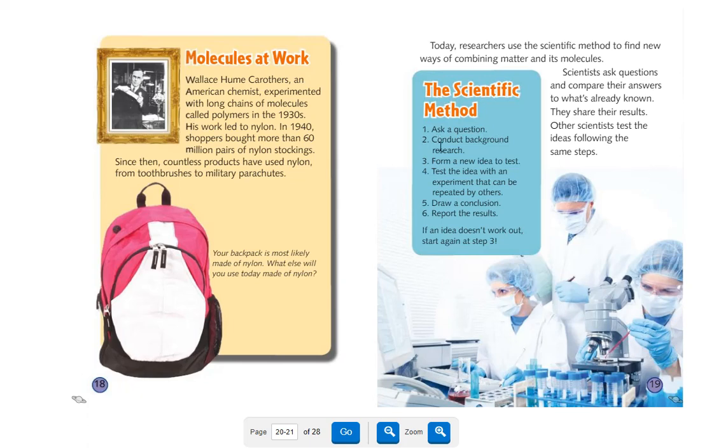Step 2 is to conduct some background research to see what's already known about your question. Step 3 is to form a new idea to test. So, in other words, make a hypothesis. Step 4, test the idea with an experiment that can be repeated by other people. Step 5, draw a conclusion. So decide what you might learn from your experiment. And step 6, report the results so that other people can see what you found out. If an idea doesn't work out, start again at step 3, forming a new idea to test.